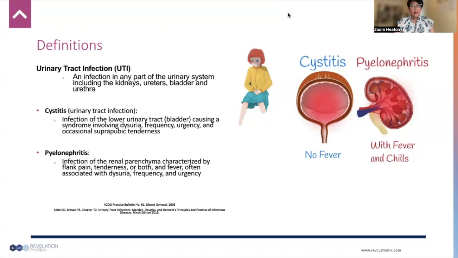Cystitis is an infection of the lower urinary tract, specifically the bladder, causing a syndrome involving dysuria, frequency, urgency, and occasional suprapubic tenderness. Then we have pyelonephritis, which is infection of the renal parenchyma, characterized by flank pain, tenderness, or both, and fever, often associated with, again, dysuria, frequency, and urgency.